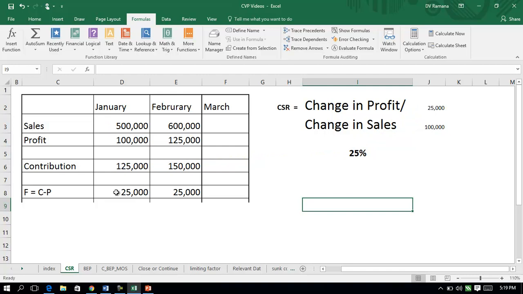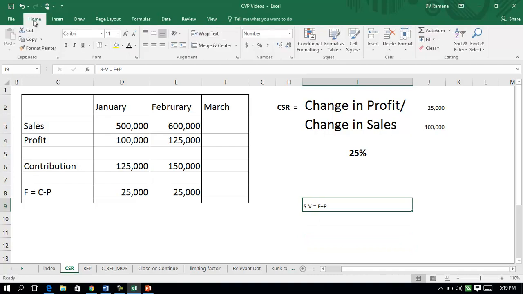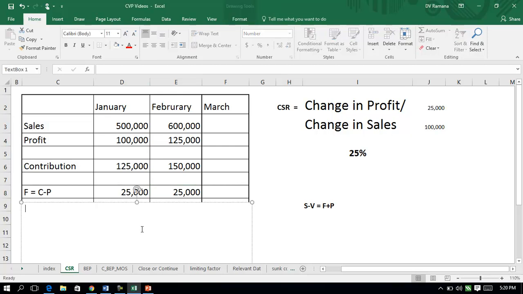Because of the CVP equation or marginal costing equation, which is S minus V is equal to F plus P. So therefore, since contribution is there and profit is there, we can find the fixed cost. So fixed cost is equal to contribution minus profit. So in both the cases 25,000, and that's what we also made an assumption.